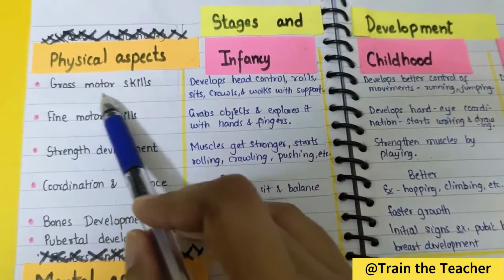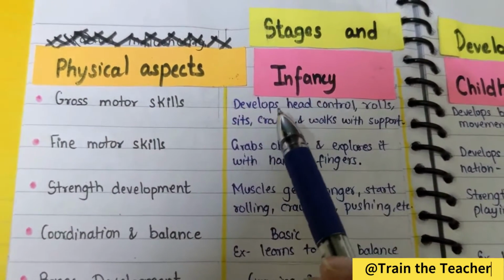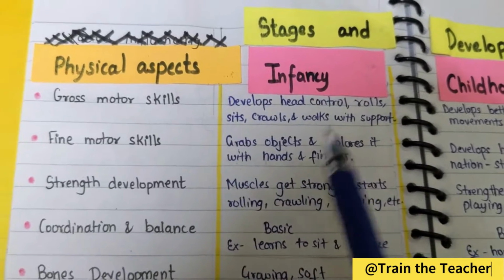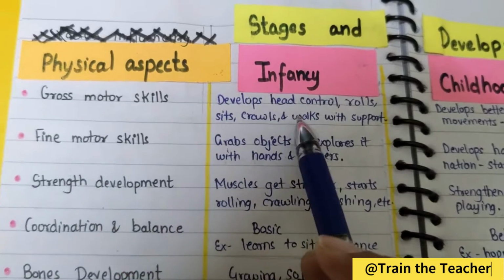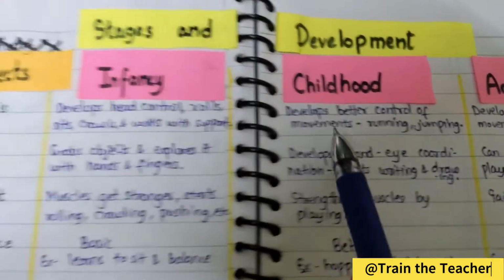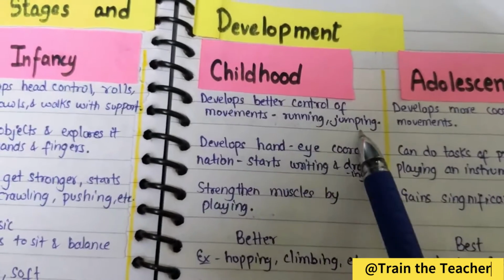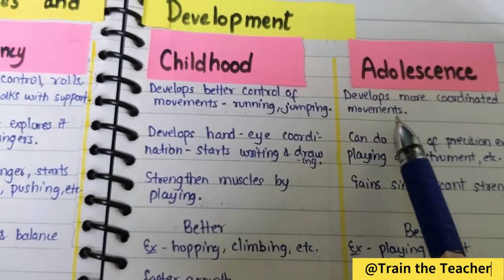Physical aspects, gross motor skills. During infancy, the child develops head control, rolls, sits, crawls, and walks with support. So, if you talk about gross motor skills, this happens during infancy. During childhood, they develop better control of movements like running, jumping, etc. And in adolescence, they develop more coordinated movements.